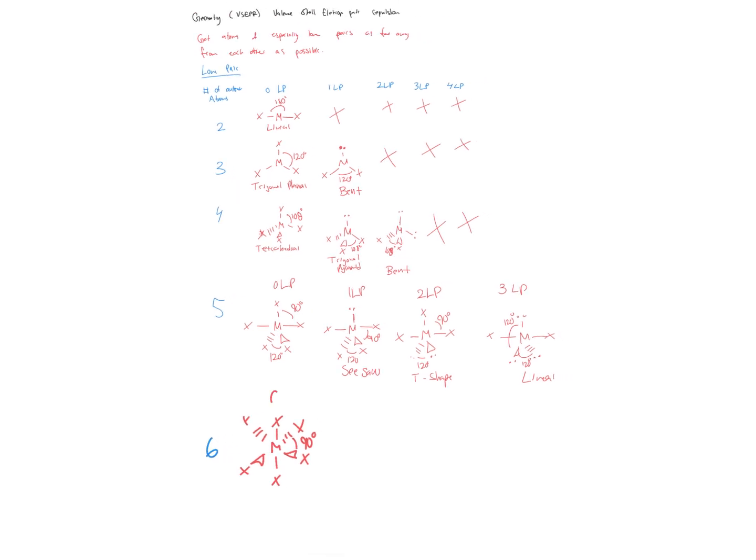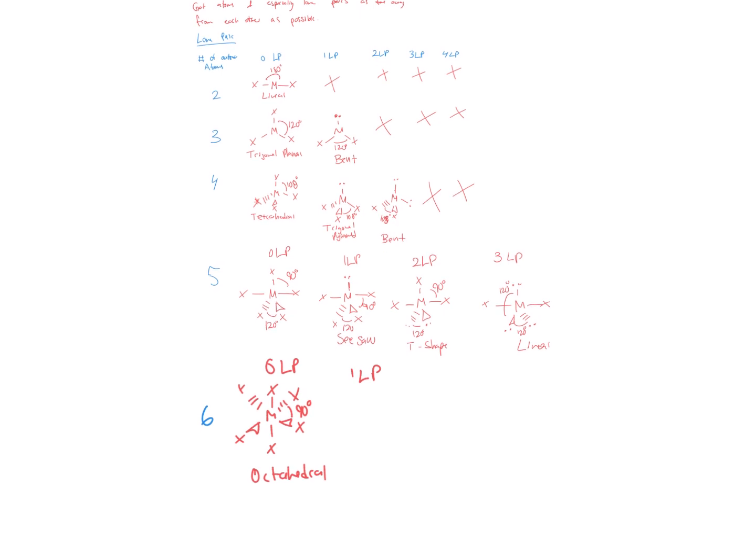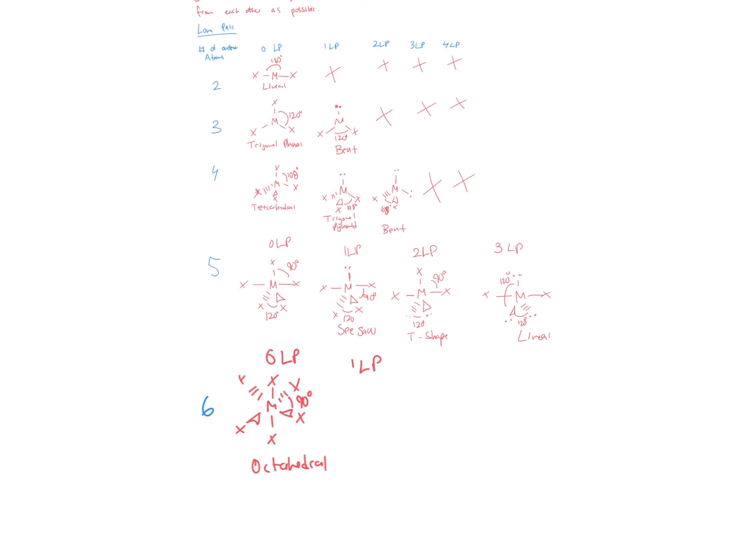That's 0 lone pairs. This is called octahedral. For 1 lone pair, we end up just substituting one of them with a lone pair. Otherwise, it looks exactly the same as before.